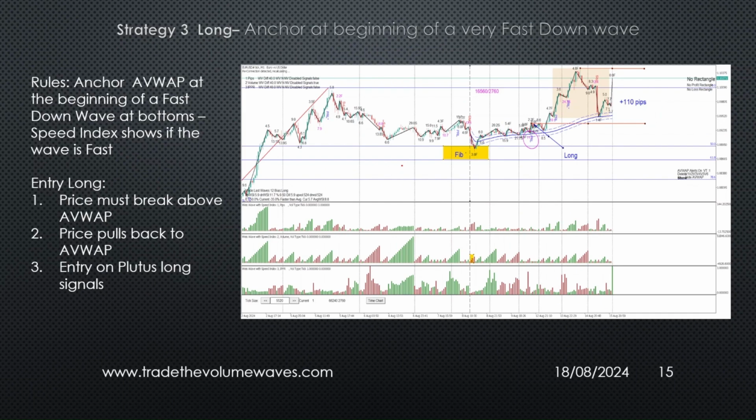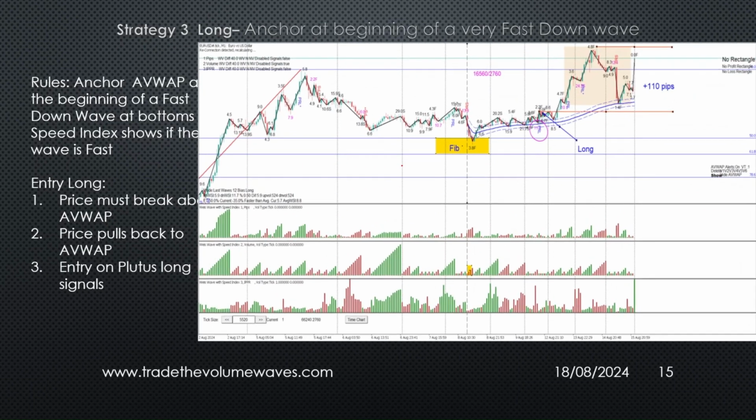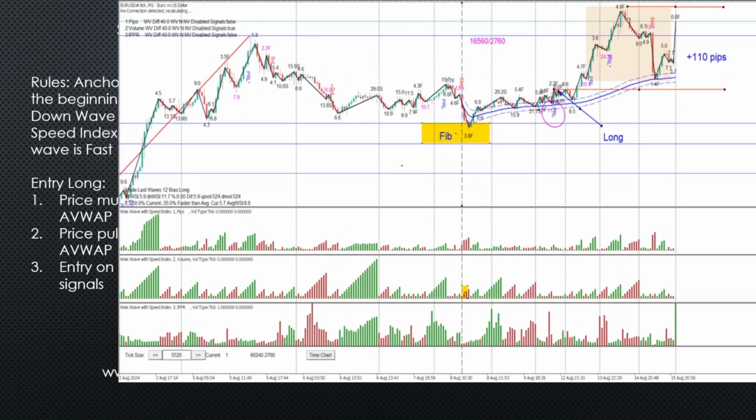And in this case, okay, the fast wave, which is not visible here, but speed index is telling us that this move from here to here is at 3.8 speed index. It's a fast wave, and it happens right on a fib location, which is also very important. It's a fast wave. So what do we do?